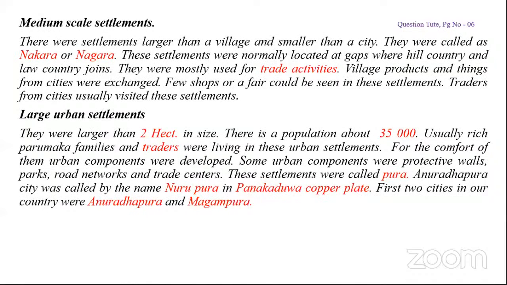Anuradhapura city was called by the name Nurupura in the Panakadu Copperplate. The Panakadu Copperplate was the source that gives information about King Vijayapala the first. In that one, Anuradhapura was known as Nurupura. The first two cities in our country were Anuradhapura and Magampura. So this paragraph you should write for the large urban settlements. Even you can include some more information, but this is enough. So that is the last possible question that can be given for the second question.